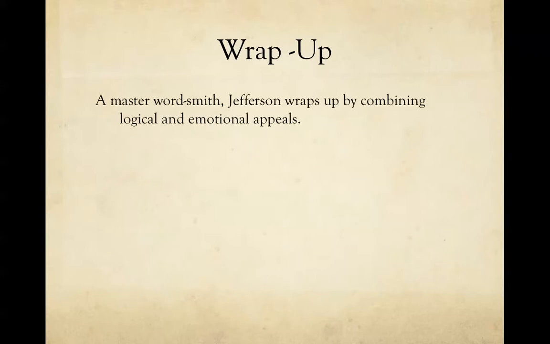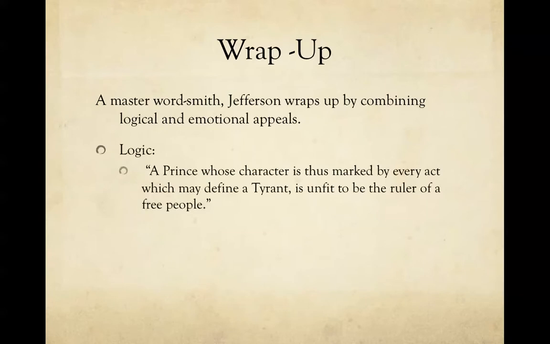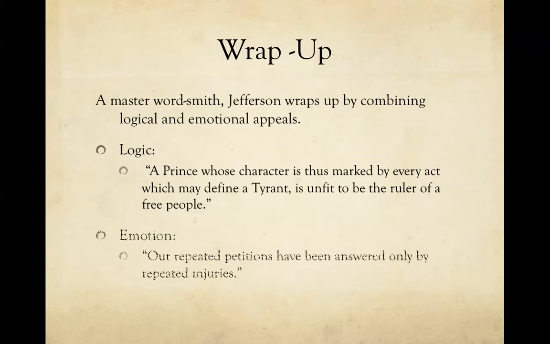As he moves to wrap it up, Jefferson combines both logical and emotional appeals. For example, on the last page, 666, he says a prince whose character is thus marked by every act which may define a tyrant is unfit to be the ruler of a free people. That's a very logical A equals B, B equals C type progression. But he also brings together the emotional component as well. He says, our repeated petitions have been answered only by repeated injuries. We have tried, but we haven't had any success in appealing to your reason.